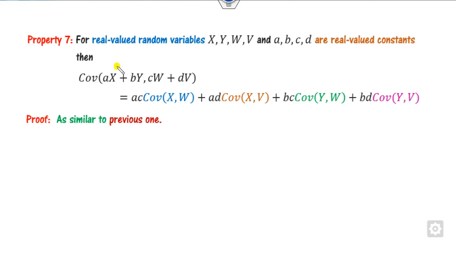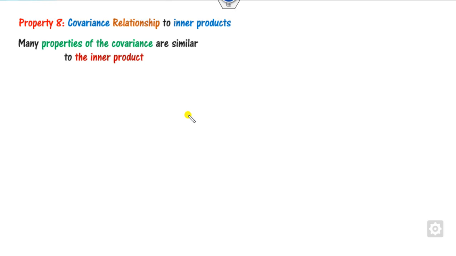Same, you can easily do that. You can see this is the covariance of x and z, this is the covariance of ac, x and v, you can see ad covariance, y and w, this is the covariance of y and v, and you can easily derive it in a similar way.